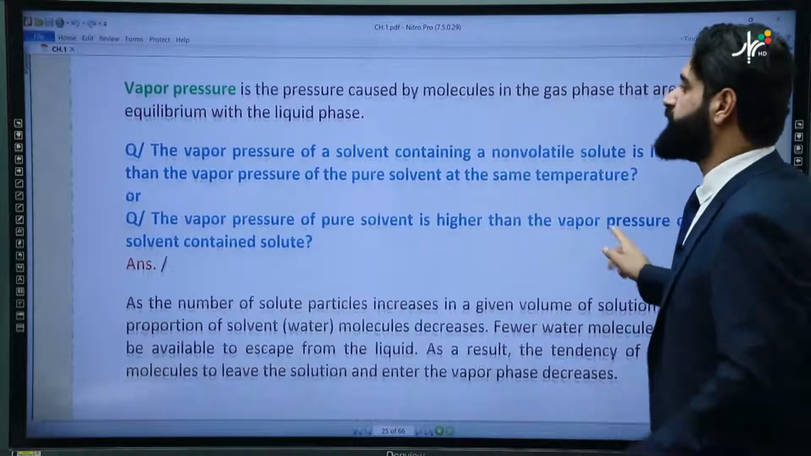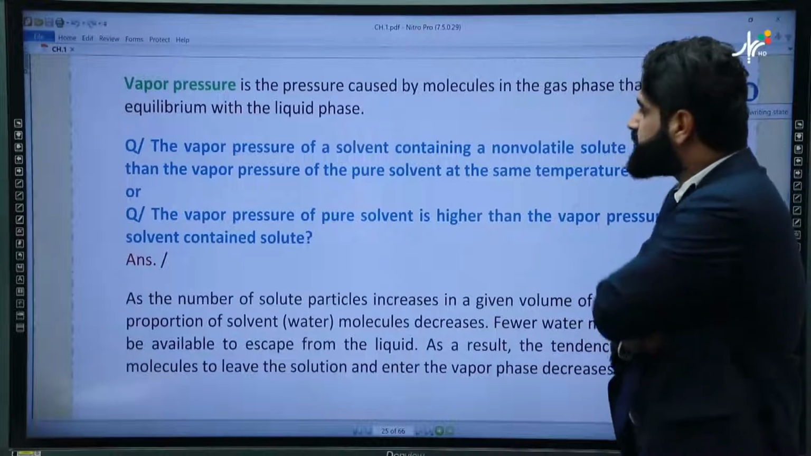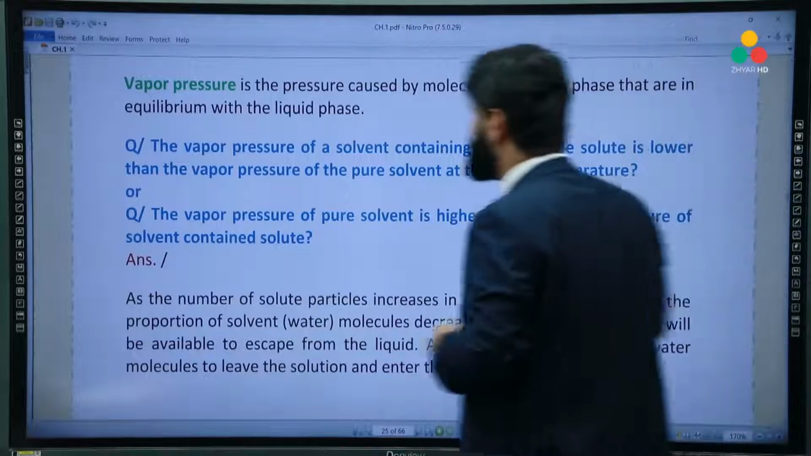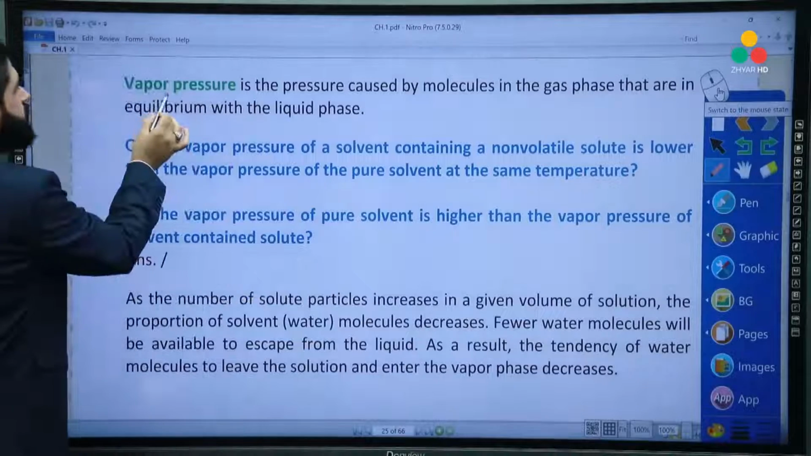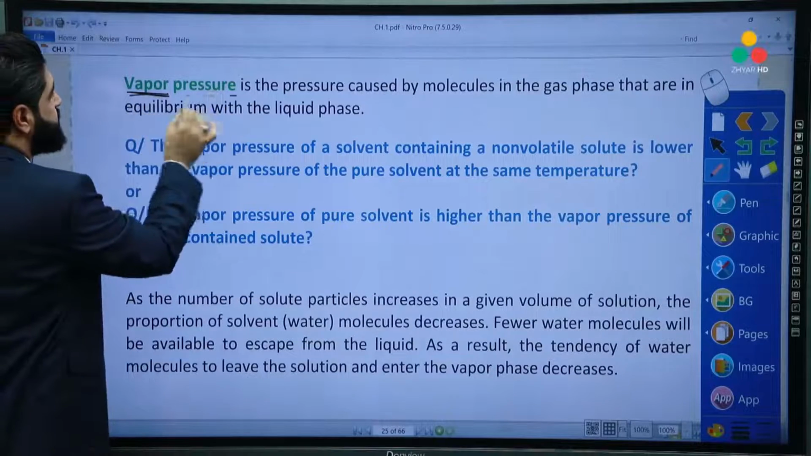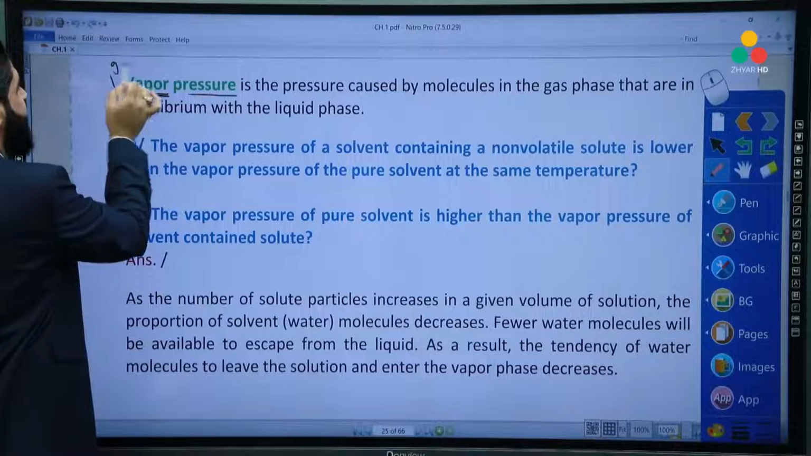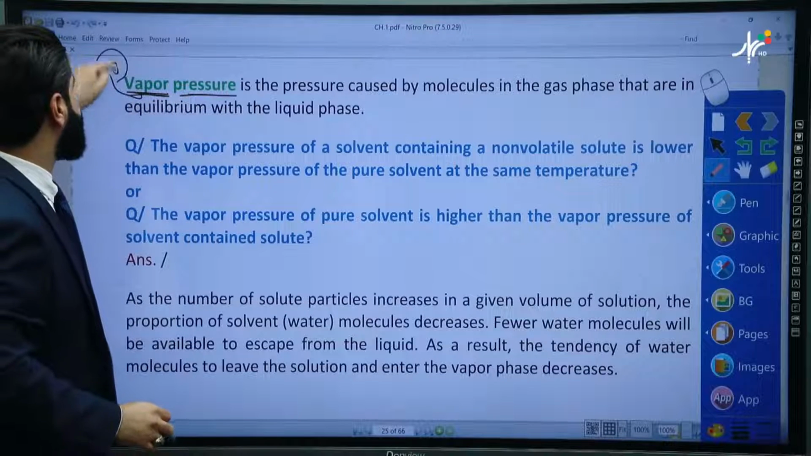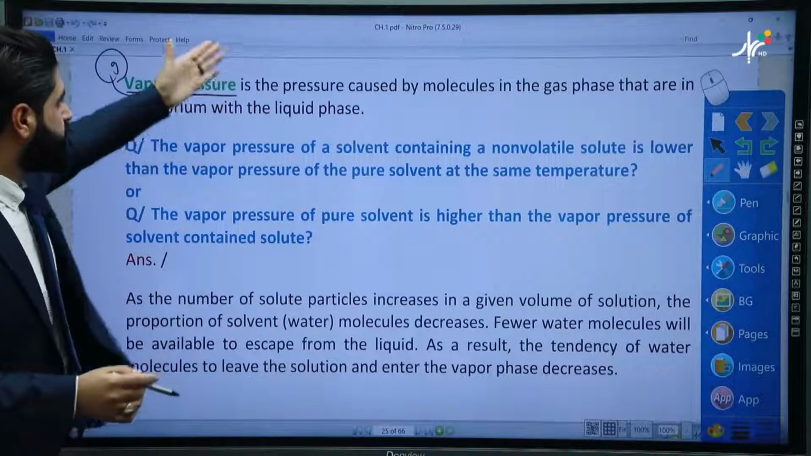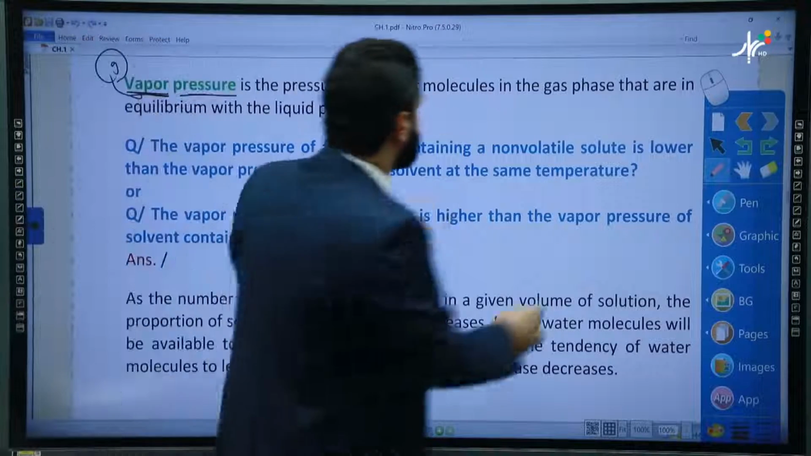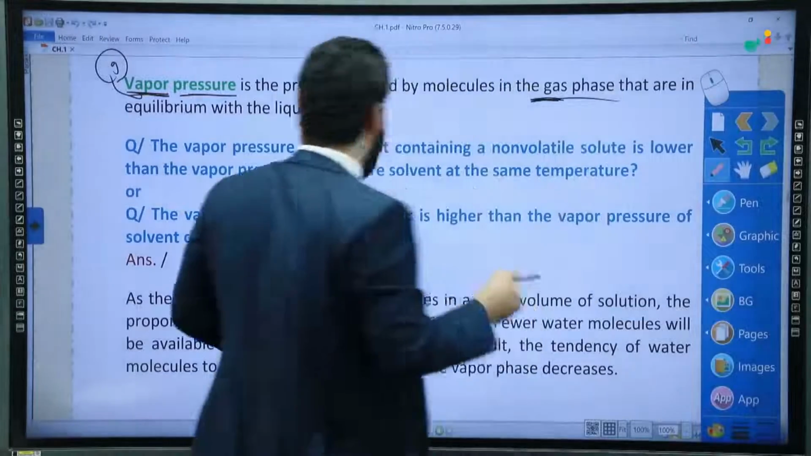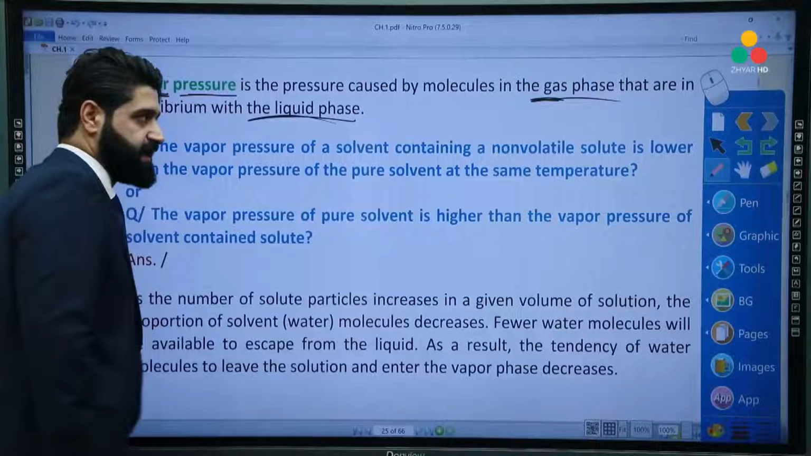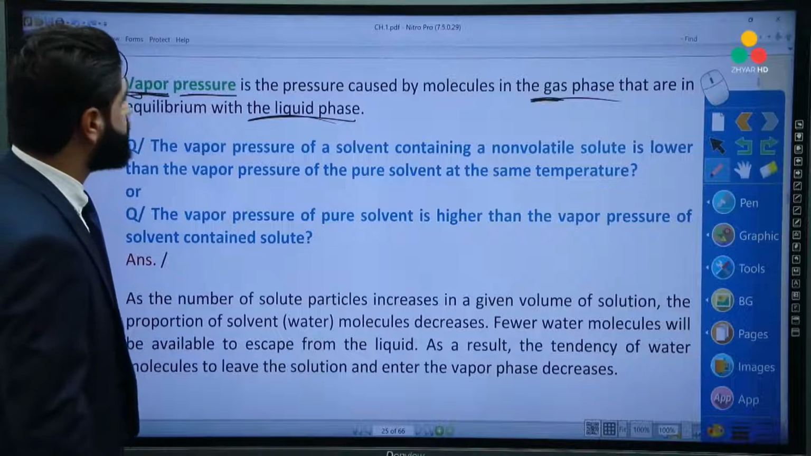Well, vapor pressure is the pressure caused, firstly, vapor pressure. If we focus on water vapor pressure, we can see that it contains vapor, which is gas, and pressure. So it's a pressure for gas molecules. Super easy. It's the pressure caused by molecules in a gas phase that are in equilibrium with a liquid. It's just a simple definition.